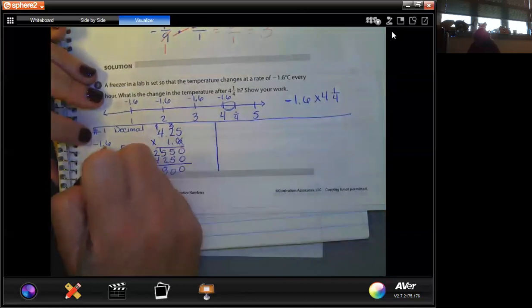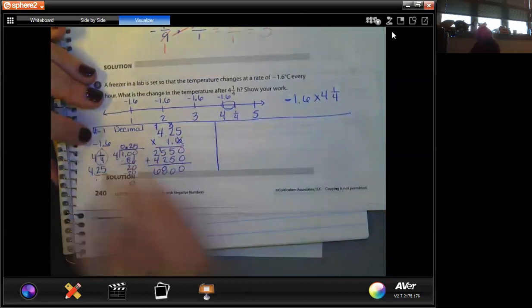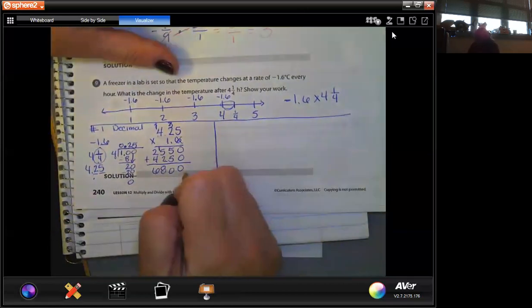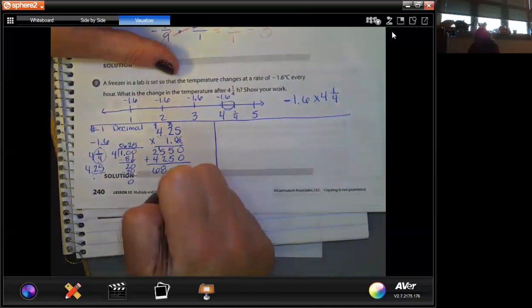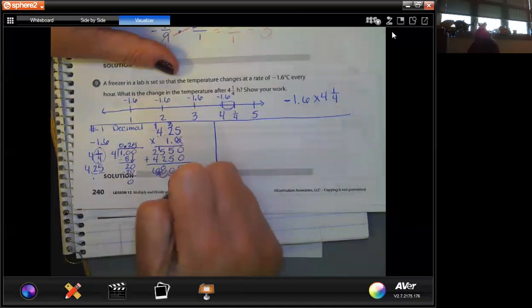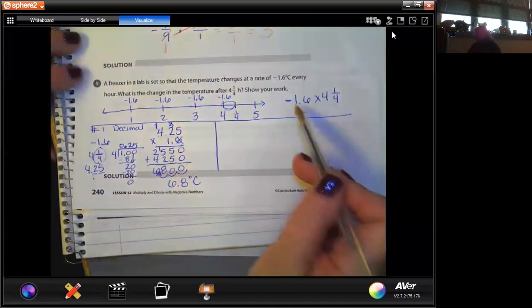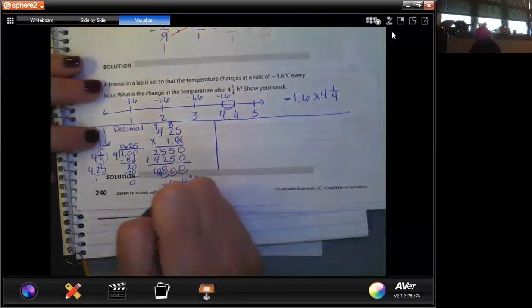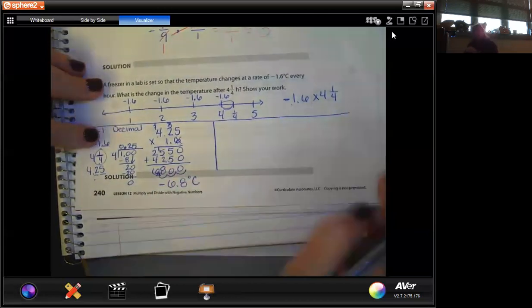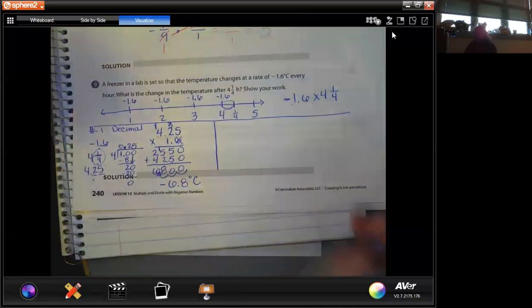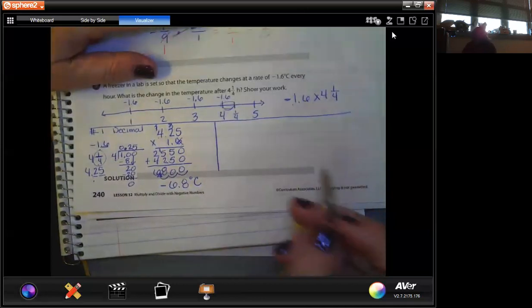Now we go back. There are 1, 2, 3 numbers to the right of the decimal. So I move it over 1, 2, 3 times. So my answer is 6 8/10 degrees Celsius. And now go back. What's a negative times a positive? It's a negative. So that's if you want to change it both to decimals.